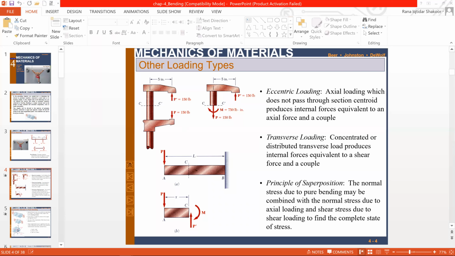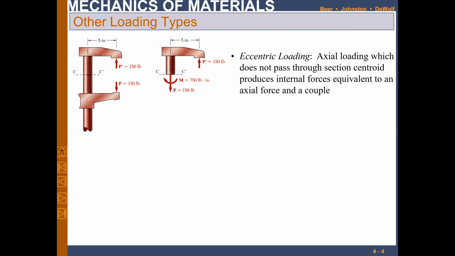Sorry, I should switch to the presentation mode, right? So 150 pound is being applied, and if I take the section over here, what will happen? Since it is off-centered by 5 inches, this force will cause an equivalent opposite axial force, as well as a moment of 750 pound-inch. And this is called eccentric loading.